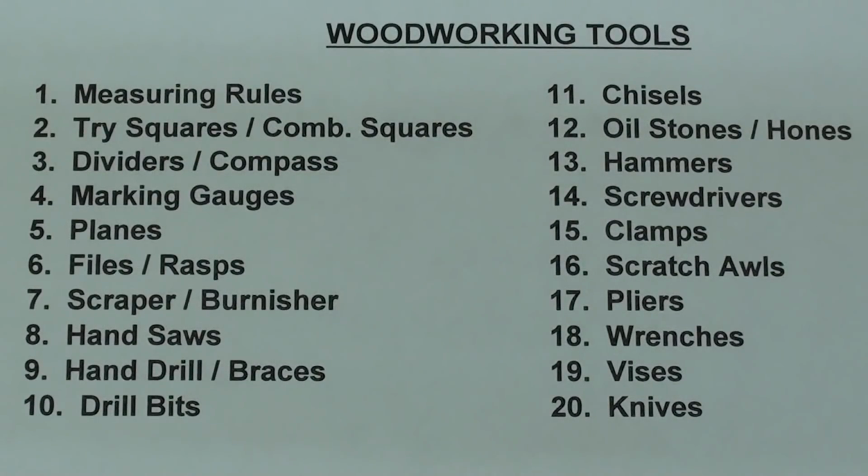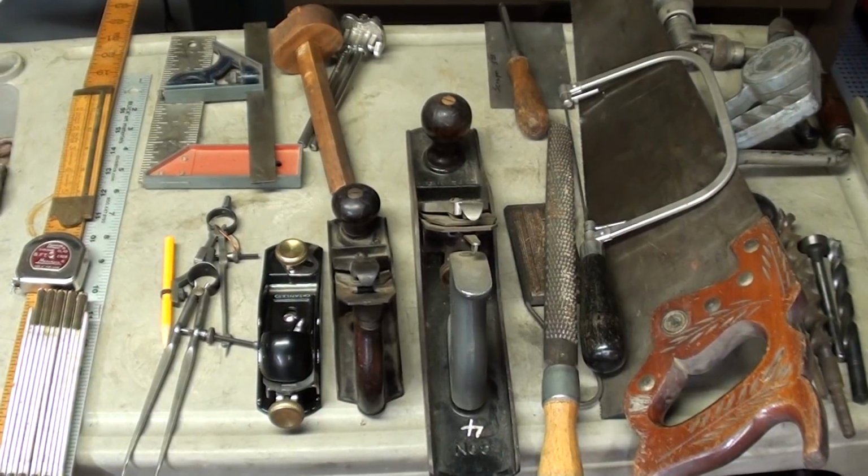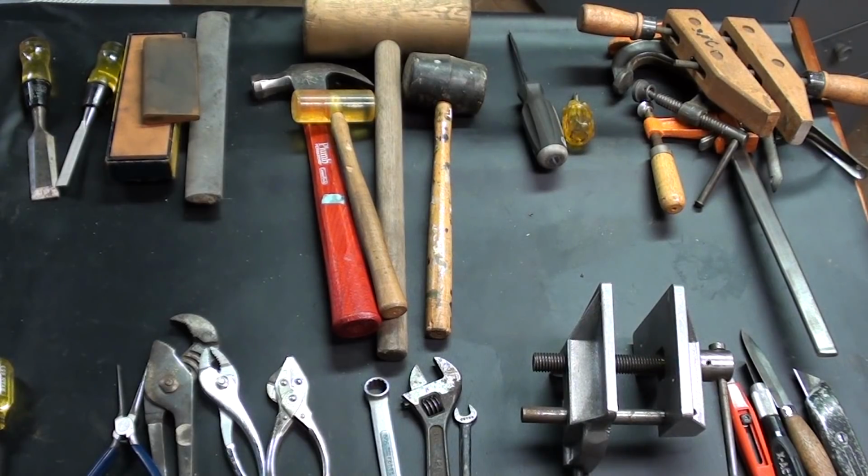And these are the tools that we're going to cover in woodworking tools. Now, I'm not going to show you how to use them. I'm just going to show you examples of each one of these and maybe talk a little bit about their purpose. Here's a quick look at the first 10 tools that we're going to cover in this woodworking tool identification video. And this is the second group of tools, numbers 11 through 20. Now let's get started.